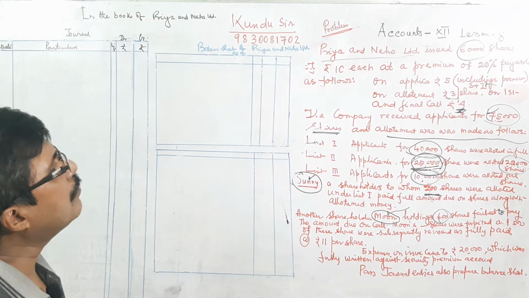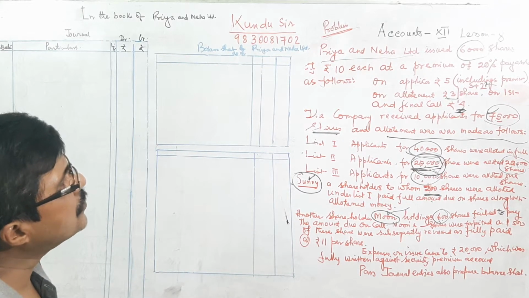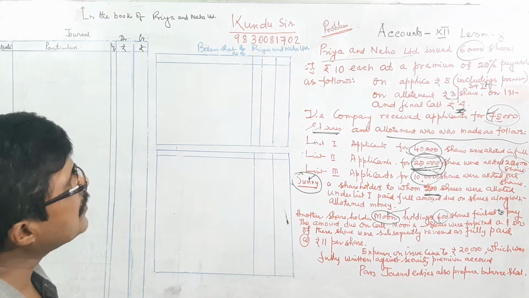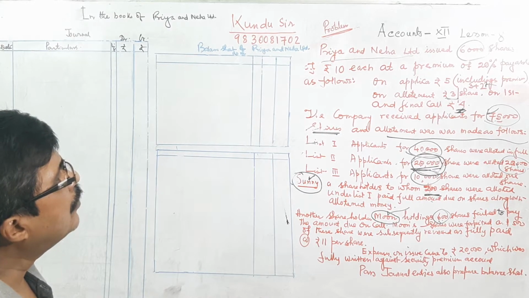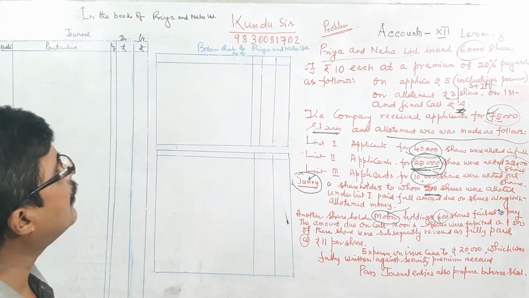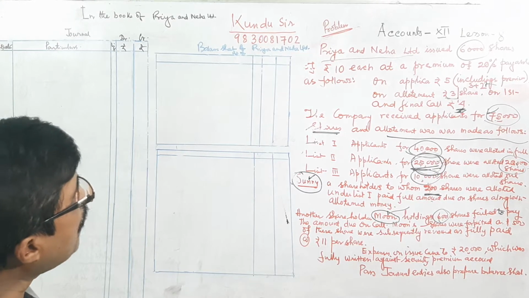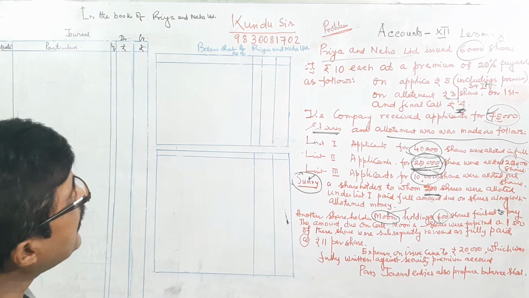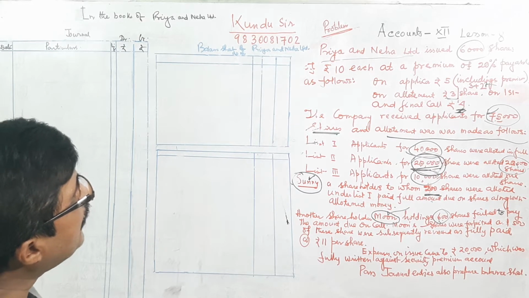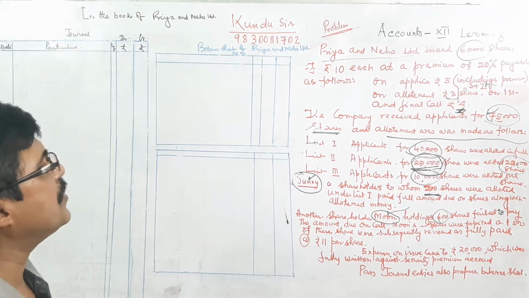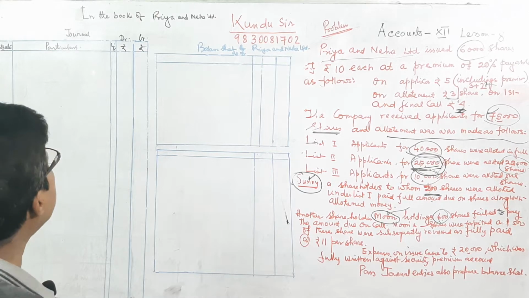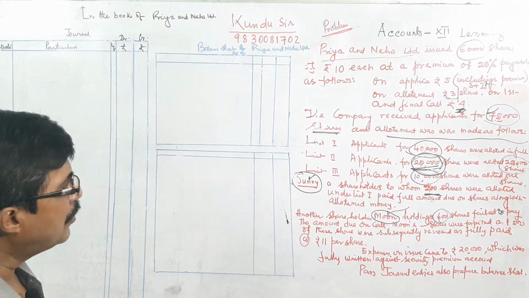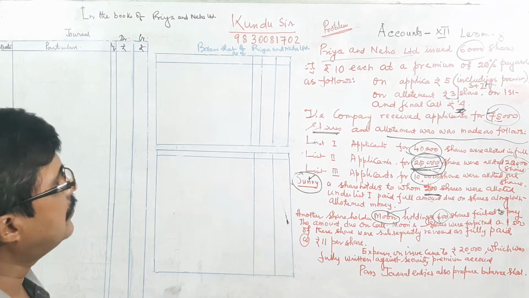As per our plan or assurance in the last class, lesson 7, we made a plan. We will do the forfeiture entry in lesson 8, related to company accounts and the company Priya and Neha Limited. So, the forfeiture entry now is to be done.